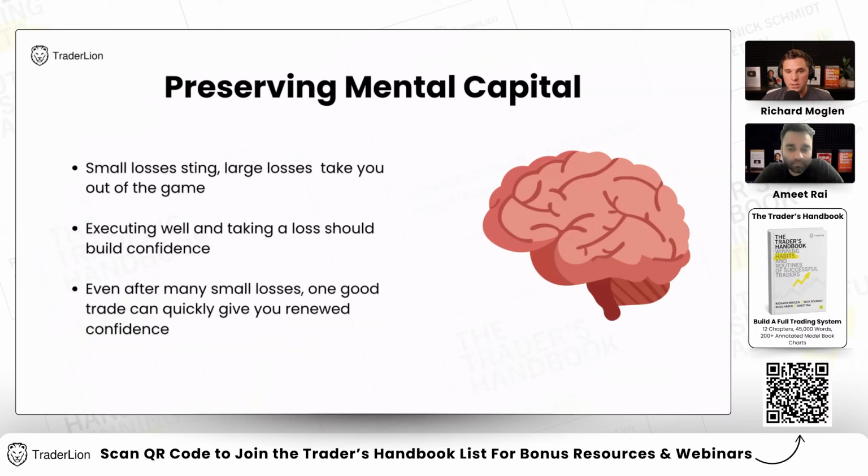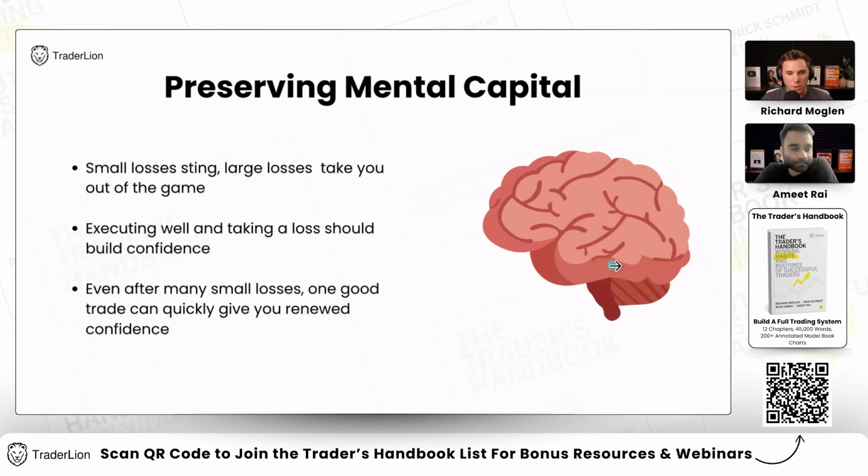After a big loss, you'll have to take a few days, take a week. If it's a really big one, take a few months off to be right again mentally and ready to get back in the game and work your way back up to where you were. And executing well and taking a loss should build confidence. I take more losses than wins. My batting average is typically under 50%. Taking losses is just a matter of my system. It's just part of the process. It actually should build confidence, because if you're taking small losses, you're managing risk correctly.